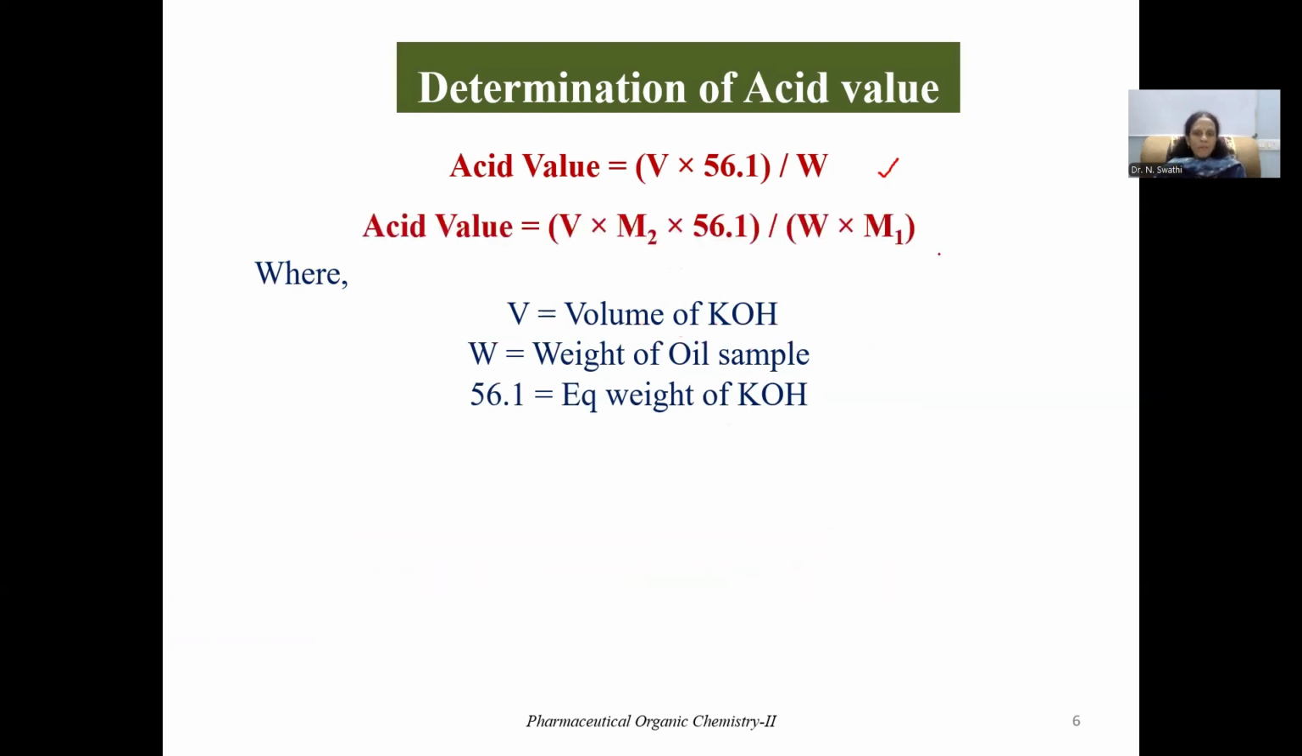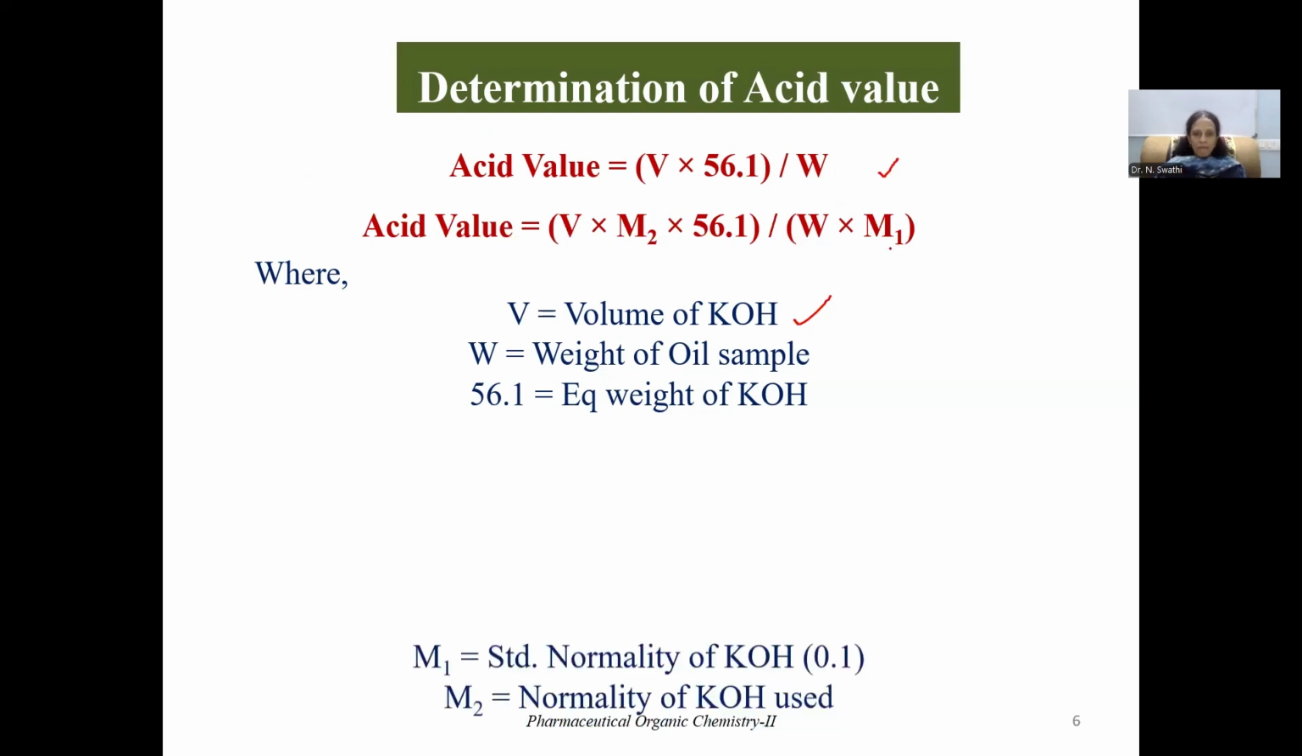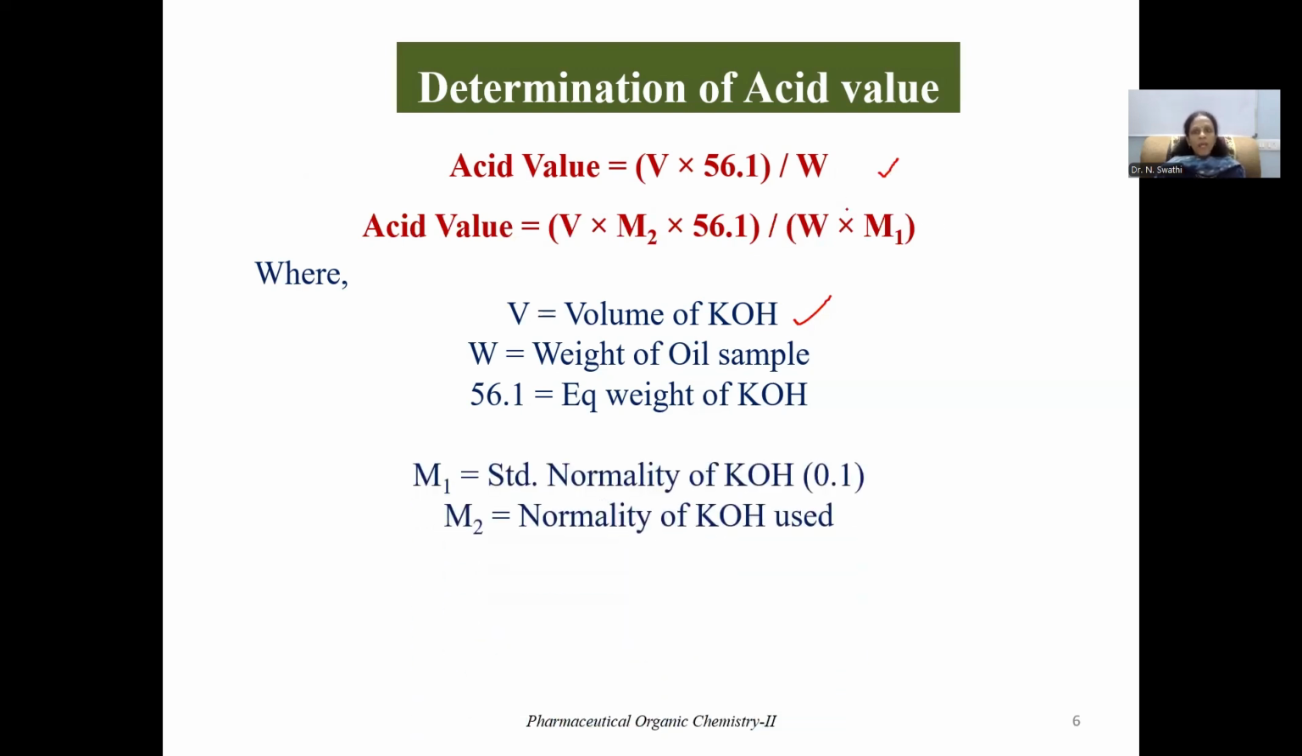So in that case, we will be utilizing this second equation where acid value equals V, which is the same, the volume of potassium hydroxide run down, multiplied by 56.1. This is common. Now this whole numerator should be multiplied with M2, whole divided by W, the weight of the sample, which should be multiplied with M1. Now we'll see what M2 and M1 are.